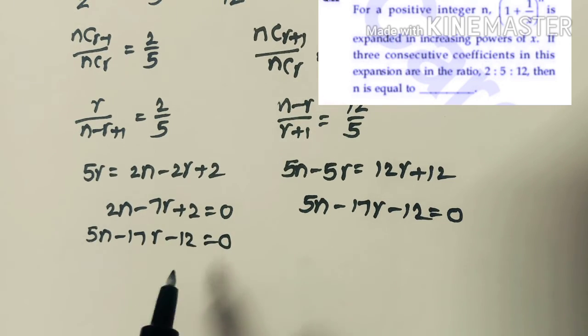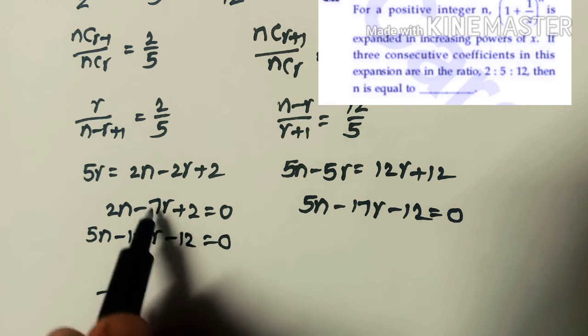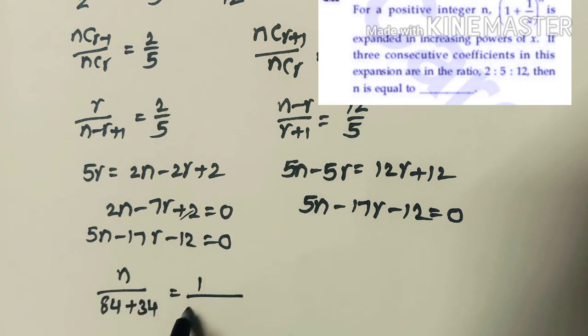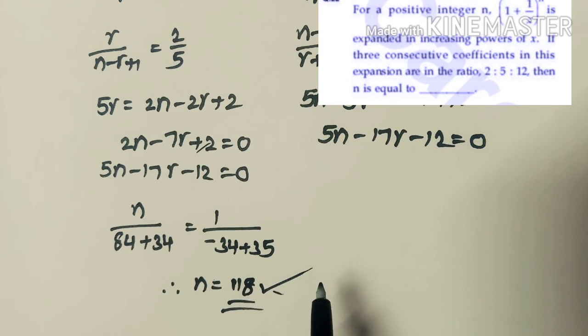Now we are solving these two equations. Therefore the value of n by (minus 7 into minus 12, 84 plus 34) equals 1 by (a1 b2 minus a2 b1), minus 34 plus 35. Therefore the value of n is equal to 180. That's all.